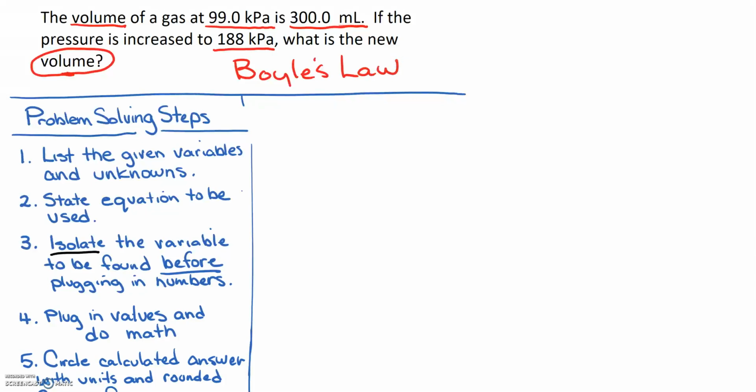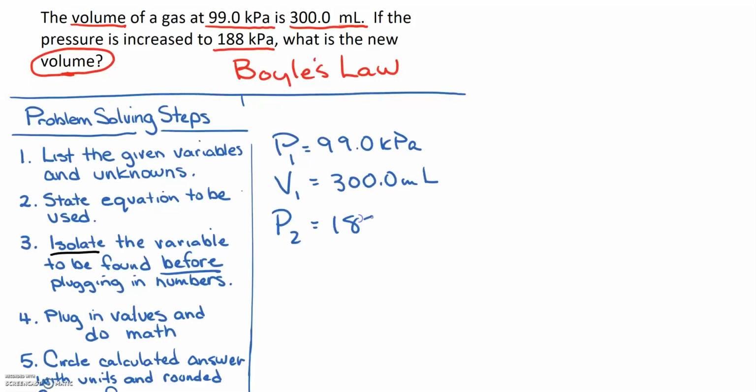List the given variables and unknowns. First of all, we have a pressure, number 1, of 99.0 kilopascals, a volume to start with of 300 milliliters. If the new pressure, that means a second pressure, is 188 kilopascals, what is the new volume? This is what we've been asked to find. Number 1, list the given variables and unknowns. That's what we just did. Number 2, state the equation to be used.